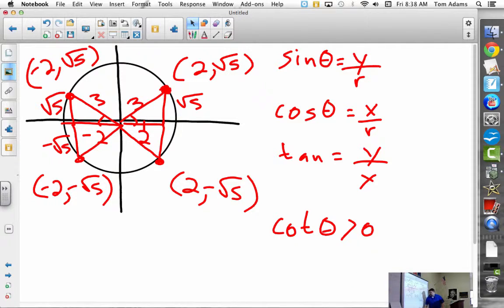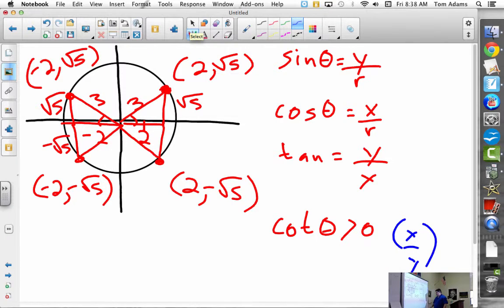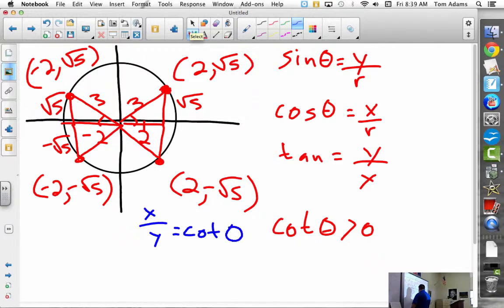my smart board doesn't want to work way down there. Basically, we're looking at x over y. Doesn't want to work there either. So what we're looking for is when x over y is positive. Well, here's my x, here's my y. Is the x over y going to be positive here? No, because I have one negative, right? So it won't work here. This won't work. We're not going to consider that triangle.